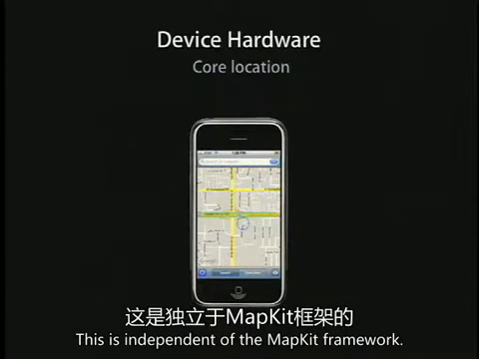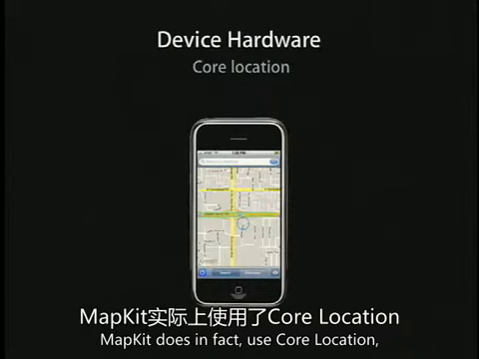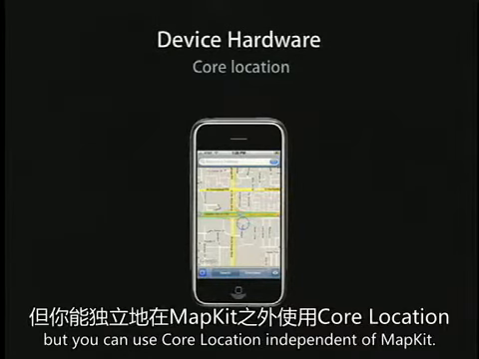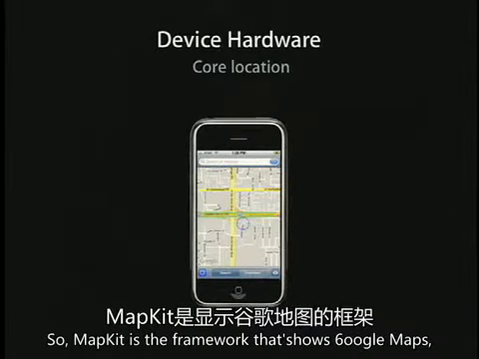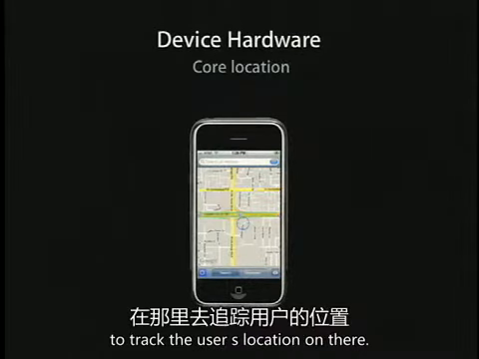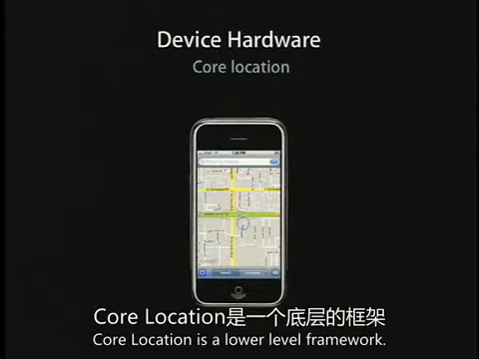This is independent of the MapKit framework. MapKit does, in fact, use Core Location, but you can use Core Location independent of MapKit. So MapKit is the framework that shows Google Maps, and you can use Core Location to track the user's location on there. Core Location is a lower level framework.